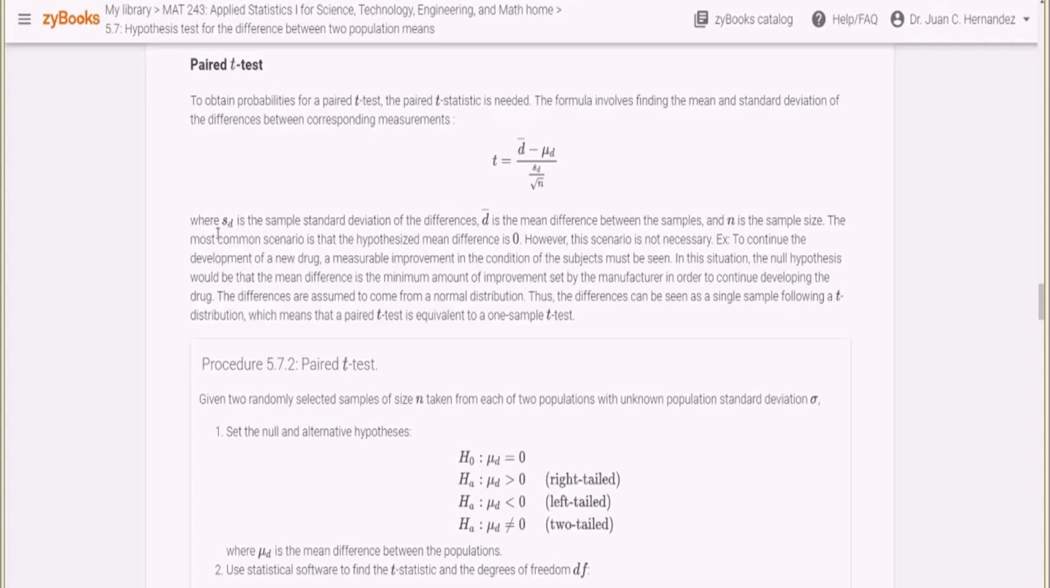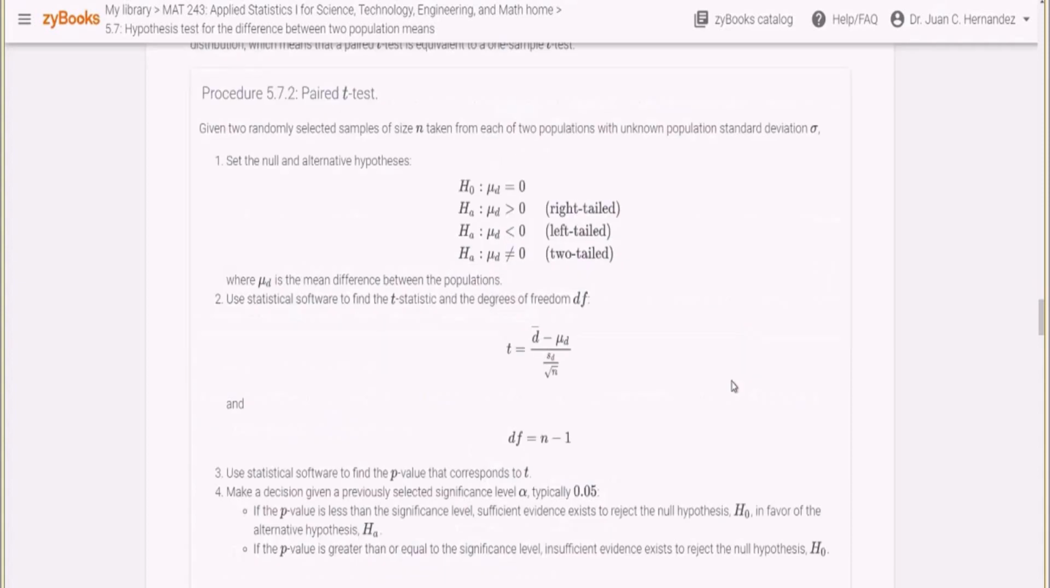SD again is the sample standard deviation of the differences. D bar is the mean difference between the samples, again prior and post, and then N is the sample size. And if we move on to the actual test, the null hypothesis is that the mean difference is equal to 0. So just like before, the null hypothesis always includes the equal sign.